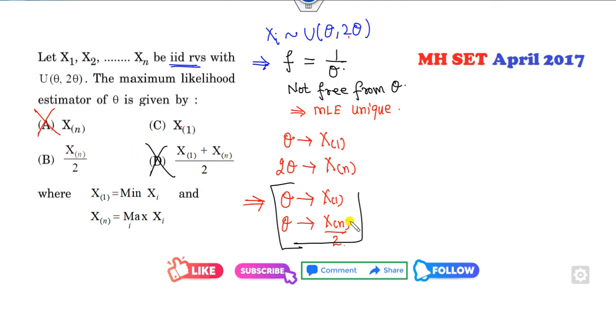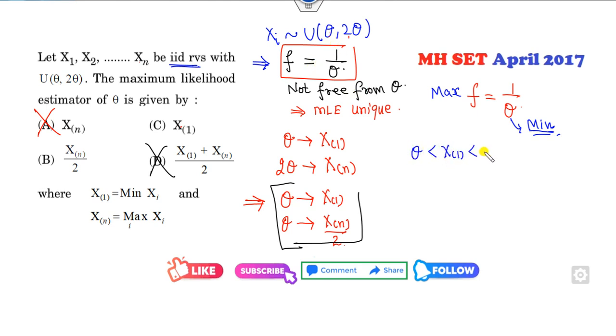Now out of these two, which one is satisfied? You can see here, what is given to you? f is 1 over theta. So when will it be maximum? When this term is minimum. If you look at this term, xn is less than 2 theta. That means theta should be greater than xn over 2, and greater than or equal to x1 on the other side.